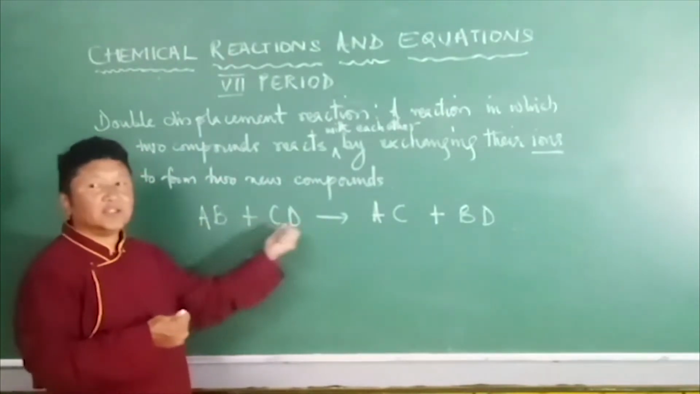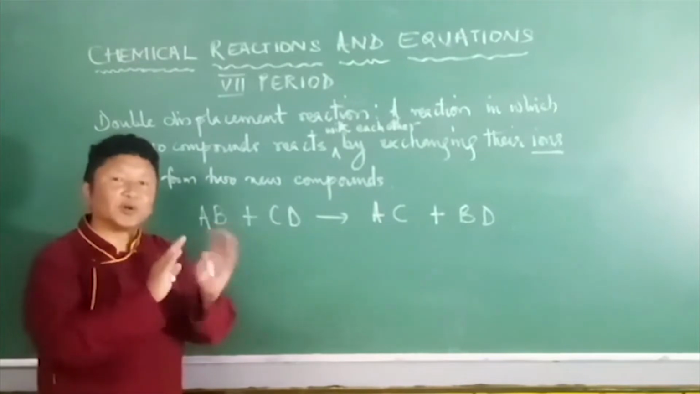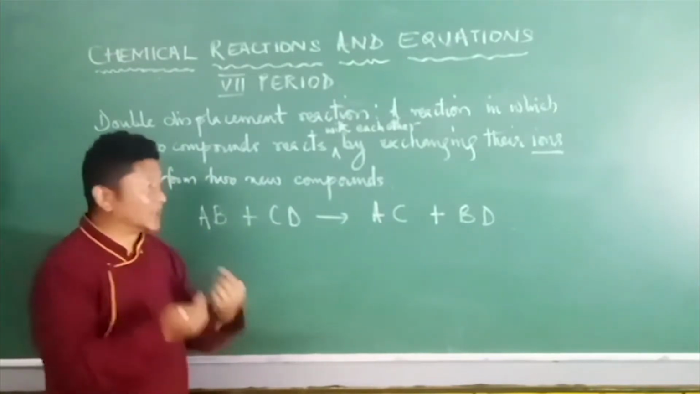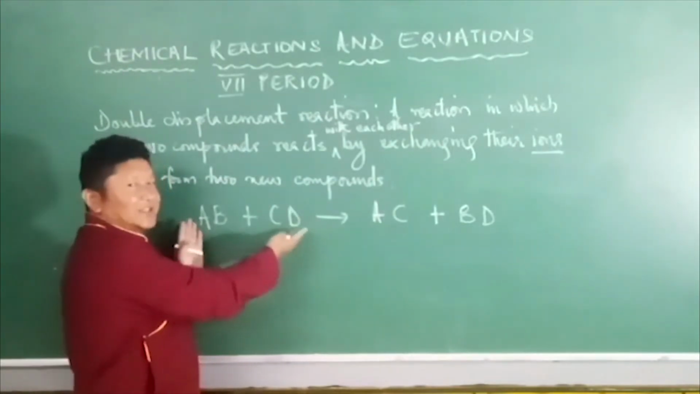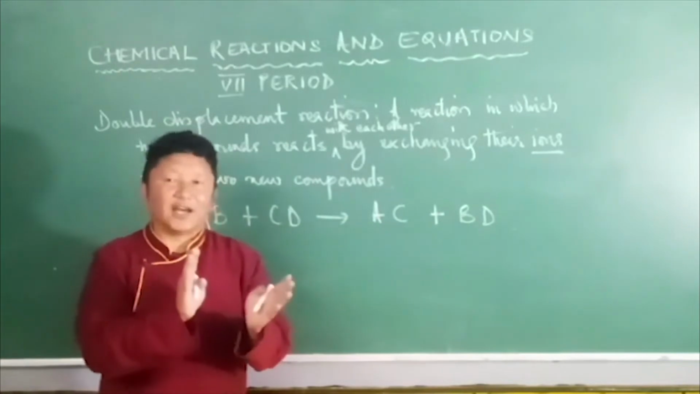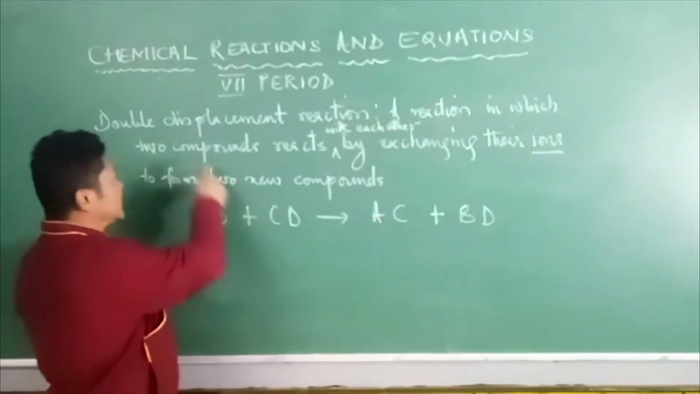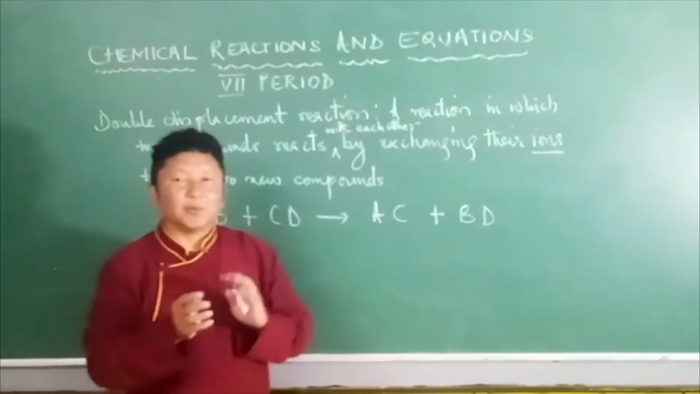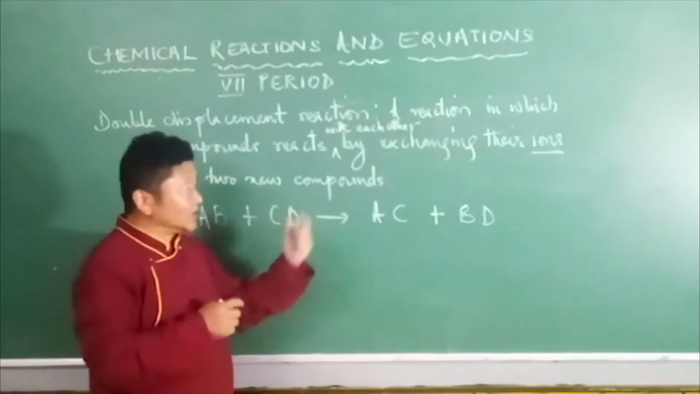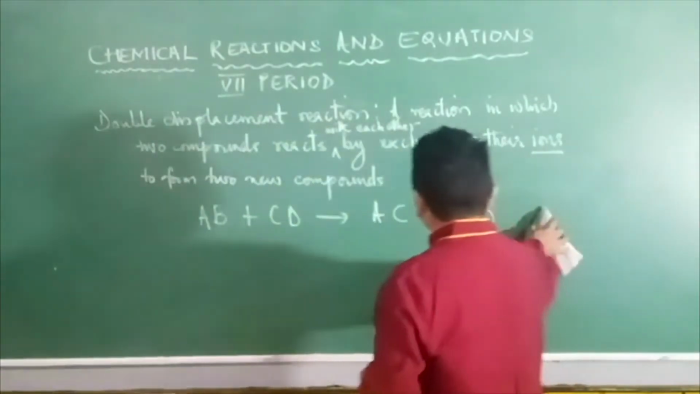There are a cation and an anion. If you exchange both the cation and the anion, then you will get the same reaction. Either you exchange the cation only or the anion only, so that you can get this double displacement reaction.